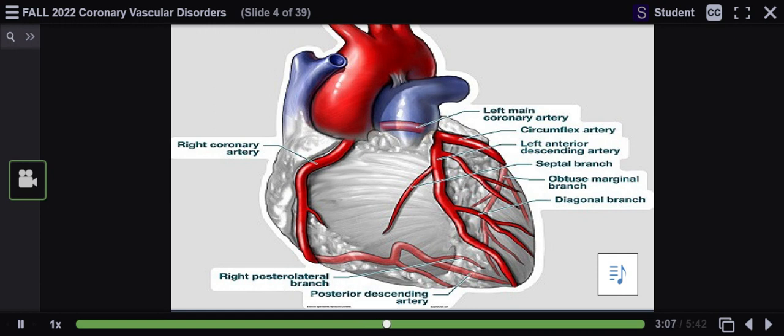So let's talk about your LAD, or your left anterior descending artery. It branches off the left coronary artery and supplies blood to the front of the left side of the heart and the anterior and lateral wall of the left ventricle as well. It feeds the right bundle branch as well. So not just the left side of the heart, but the right bundle branch and portions of the left bundle branch.